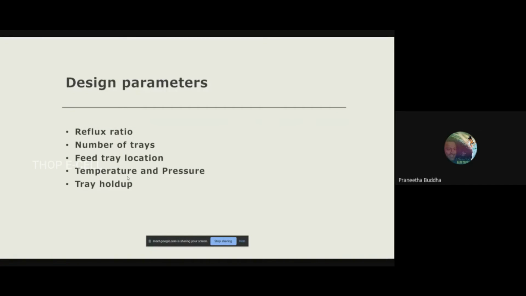Design parameters. In reactive distillation, tray holdup has a profound effect on conversion, product composition, and column composition profiles. So, in addition to the regular design parameters of distillation, that is the reflux ratio, number of trays, feed tray location, temperature and pressure, tray holdup is an additional parameter in reactive distillation.